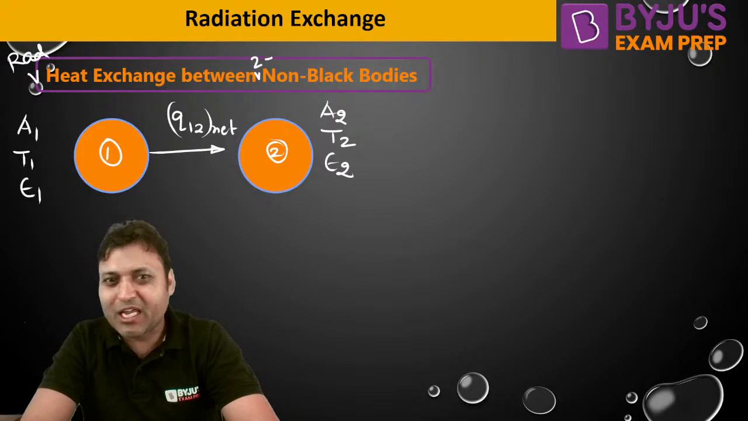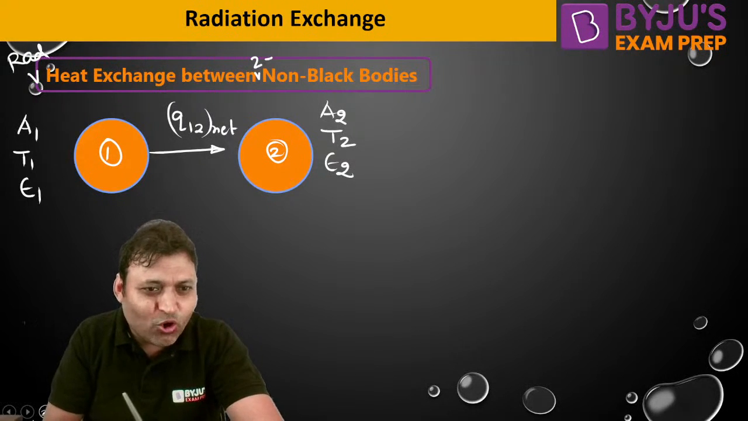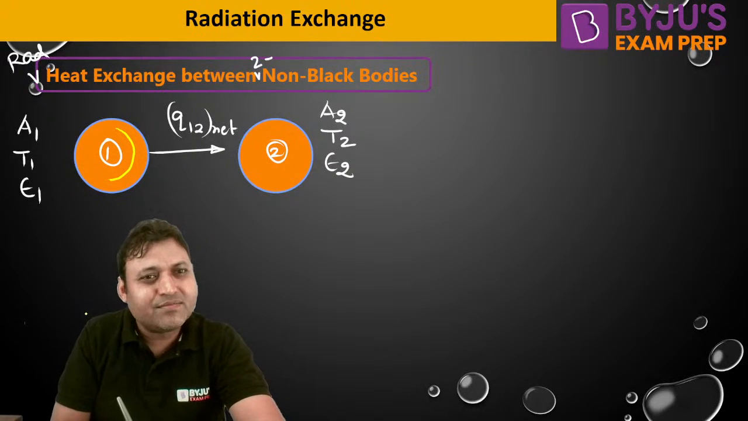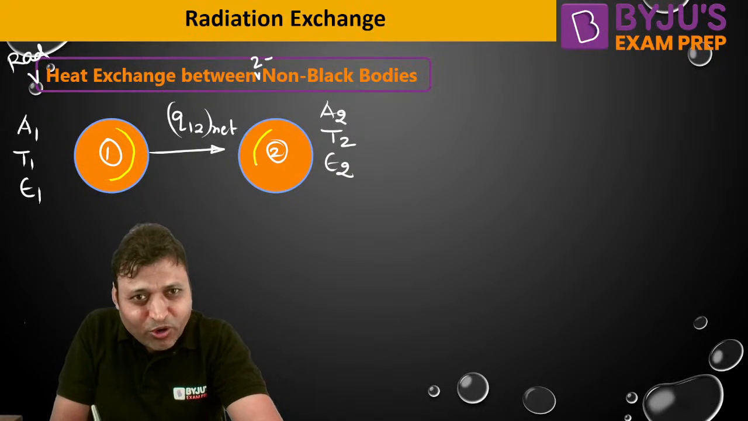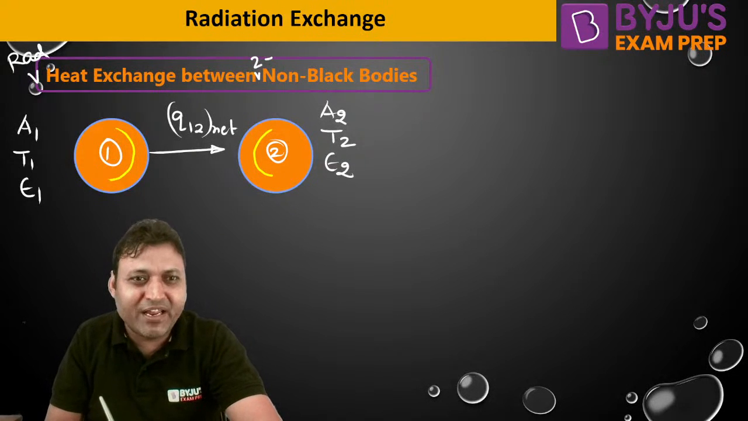Anyone? Give me the number. How many resistances will be there? Surface 1 is also non-black. Body 1 is also non-black, so we can assume body 1 to be a black body with a cover. Surface 2 is also non-black, so again we can assume body 2 to be a black body with a covering.